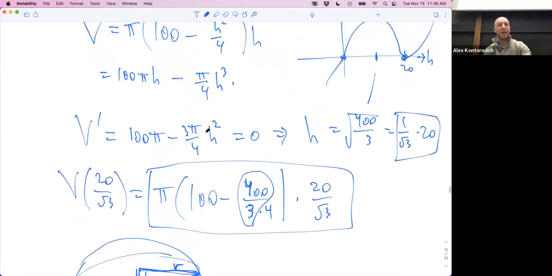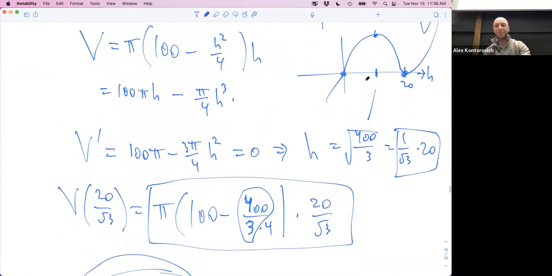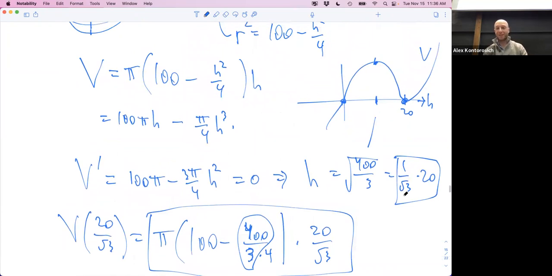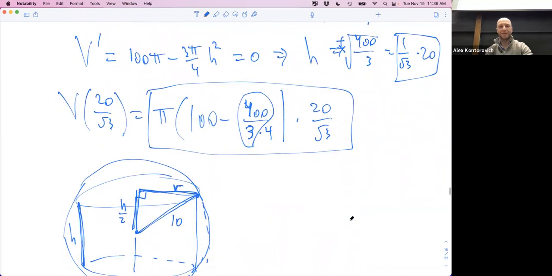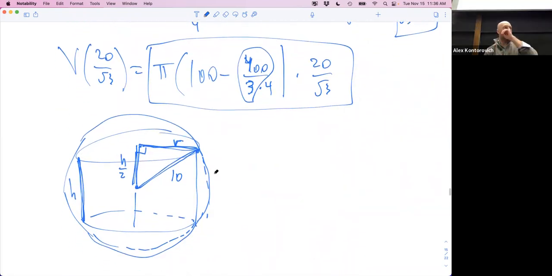So the fact that we had an h squared here means in principle that h could be plus or minus this value. I threw away the minus value, minus 20/√3, because it's not physically possible to have a negative height, and we're only interested in heights between 0 and 20. So we throw away the negative value. Very good. Jenny, did I answer your question? Yeah, it makes sense now where this triangle came from.